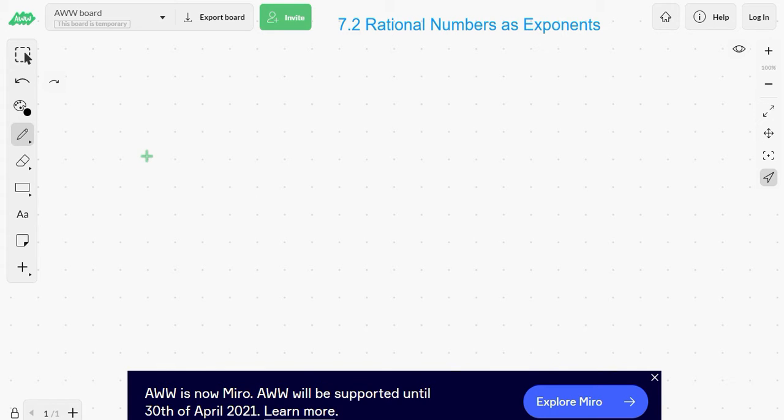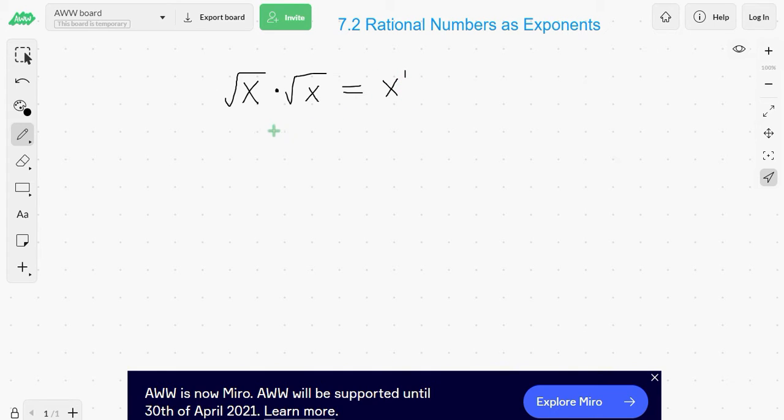To begin, let's note the following. Let's say that we had the square root of x times the square root of x. Let's consider what that equals. Well, we know that if we take the square root of something times the square root of that same thing, the square roots effectively cancel and you just get x. So you just get that thing to the first power.